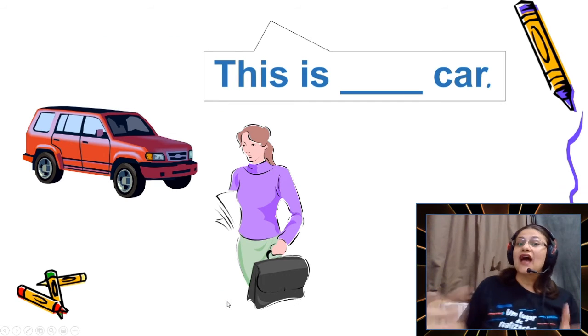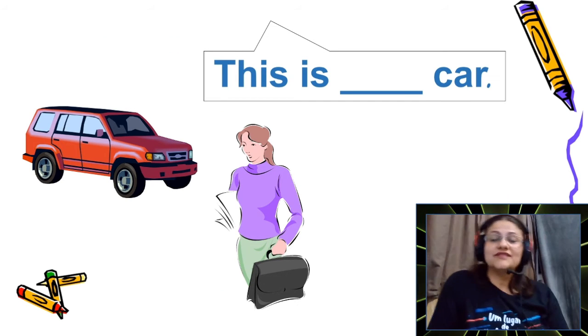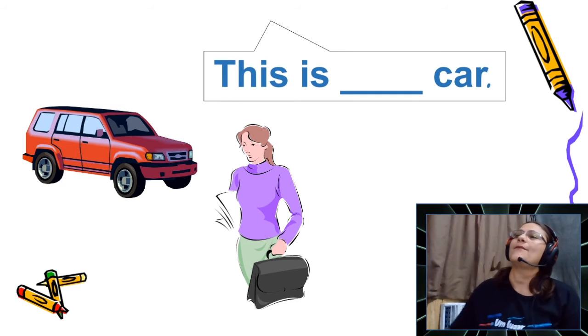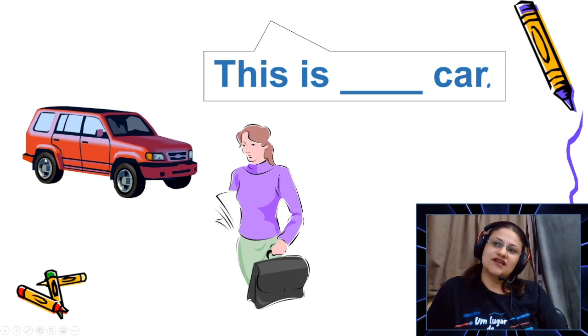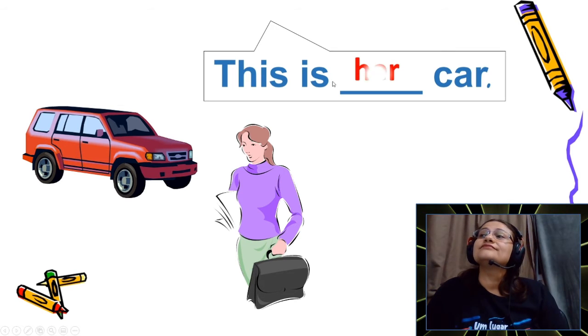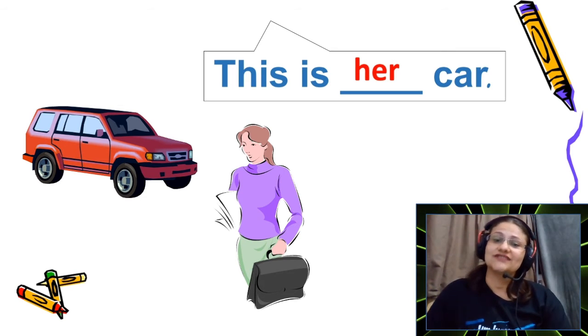So, now you know all the possessive adjectives. Let's take a look at some examples. I have this car and I have this lady. So, what do you think it is? This is her car. Exactly, her car.